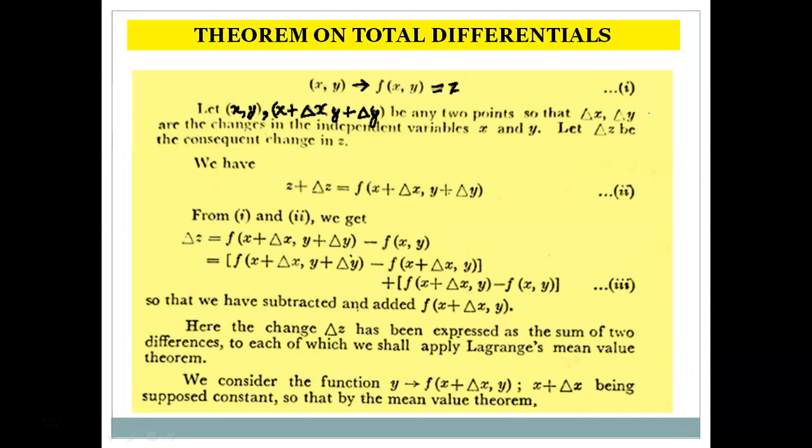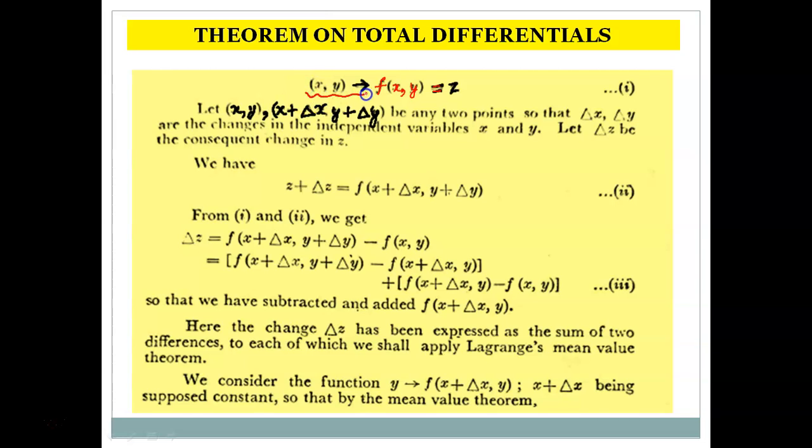Now, the theorem of total differentials. So what is the meaning of total differential? We will be able to explain with the help of this theorem. Suppose we have a function of two variables f(x, y), and we are denoting it by z, meaning z is equal to f(x, y).